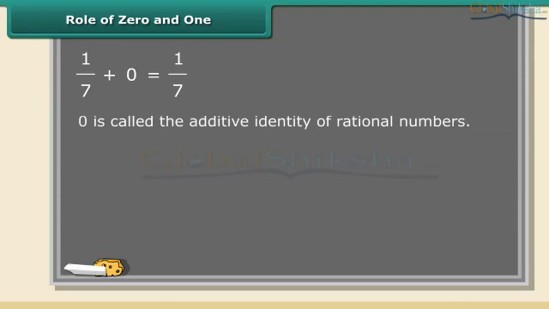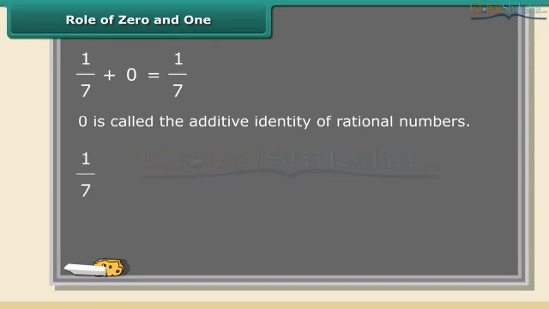Here we have added a 0 to a rational number. What did you notice? When we add 0 to a rational number, the sum is always again the rational number. For this reason, 0 is called the additive identity of rational numbers.